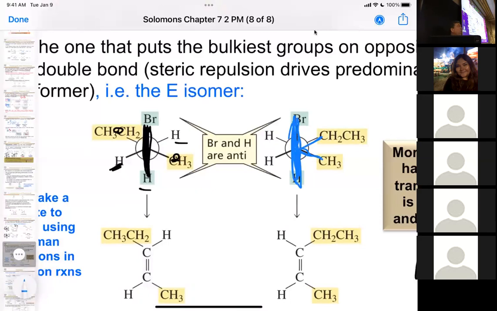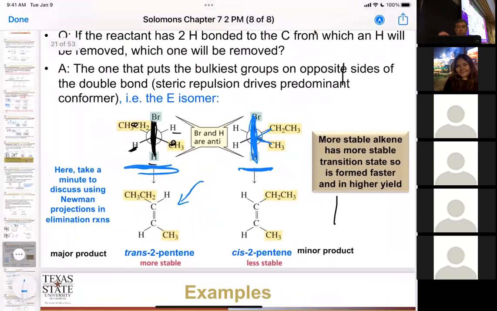Okay. Now, why is one major and one not major? Well, the anti-configuration here is more stable than the gauche configuration, making this our major product. They'll still both form because of the rotation, but it'll be our major product. All right, questions? All right, let's keep going.